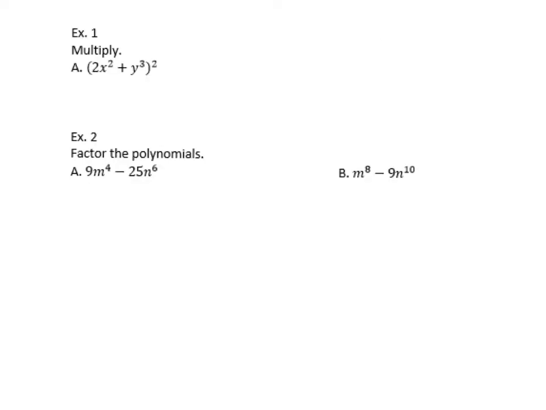Let's have some fun with these 3 examples. Example 1 simply says to multiply 2x squared plus y cubed quantity squared. This follows our square of a sum definition. So this would be a plus b squared. And in this instance, a is pretty big all by itself. It's 2x squared.